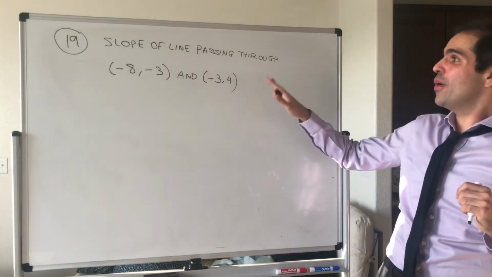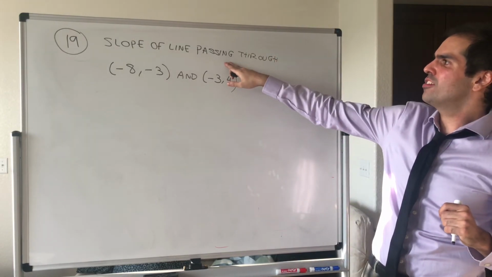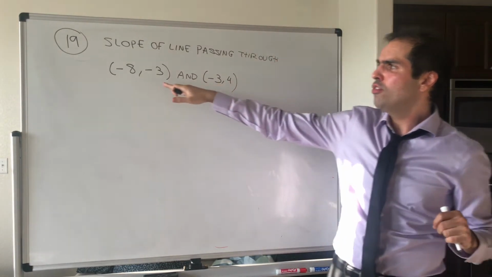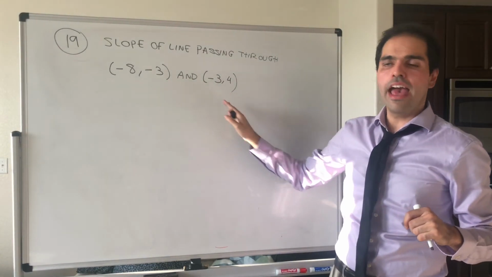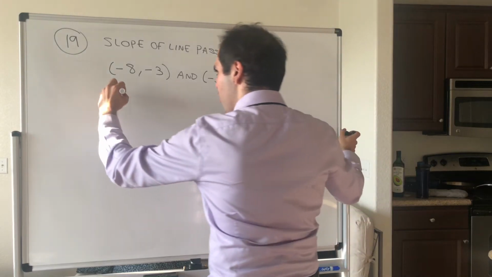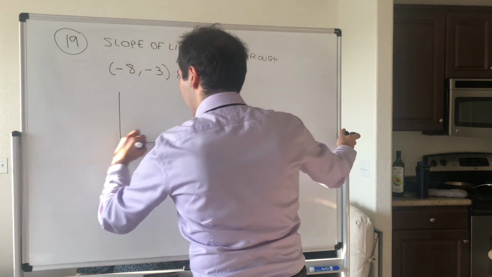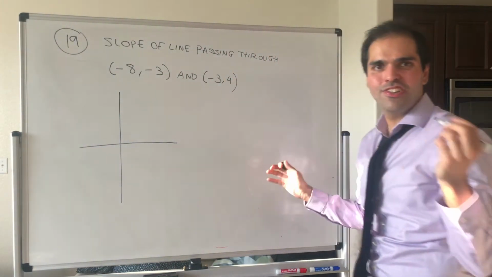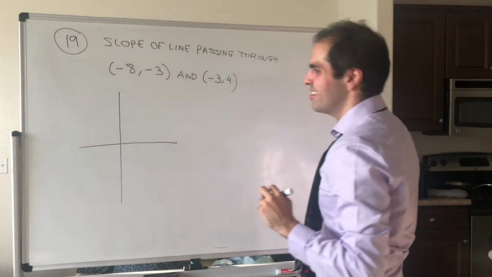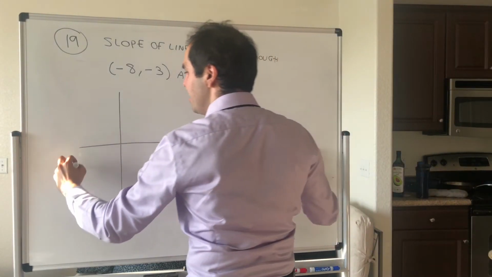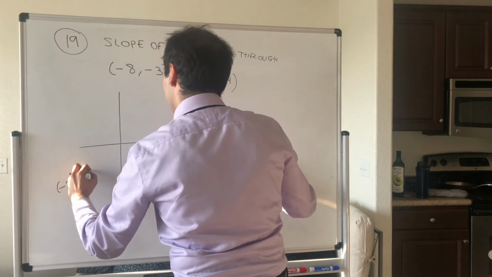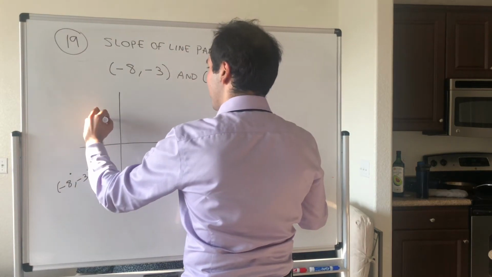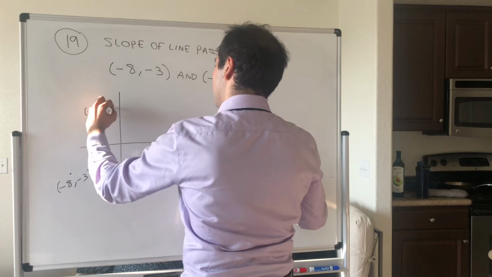Okay, so let's do a quick line question. So let's find the slope of the line passing through those 2 points. So minus 8 comma minus 3 and minus 3 comma 4. So you don't need to draw a picture, but just for aesthetic purposes, let me draw it. So minus 8 comma minus 3, maybe it's here. And then minus 3 comma 4, maybe it's here. Okay.